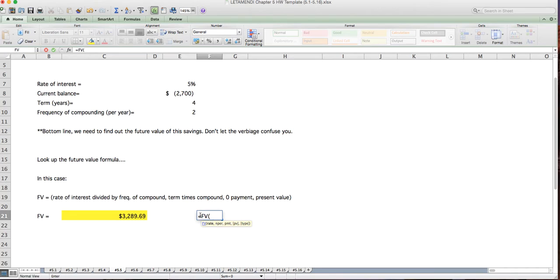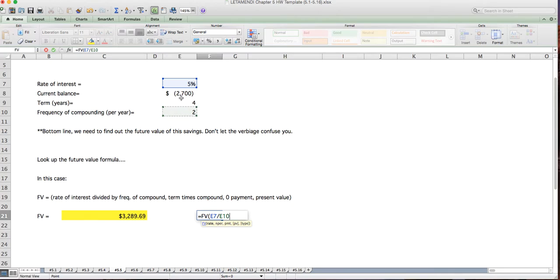And let's do it here on the side. So equal FV open parentheses, right? We said it was the rate of interest, which is 5%, divided by the frequency of the compound, 2. Why 5% divided by 2?